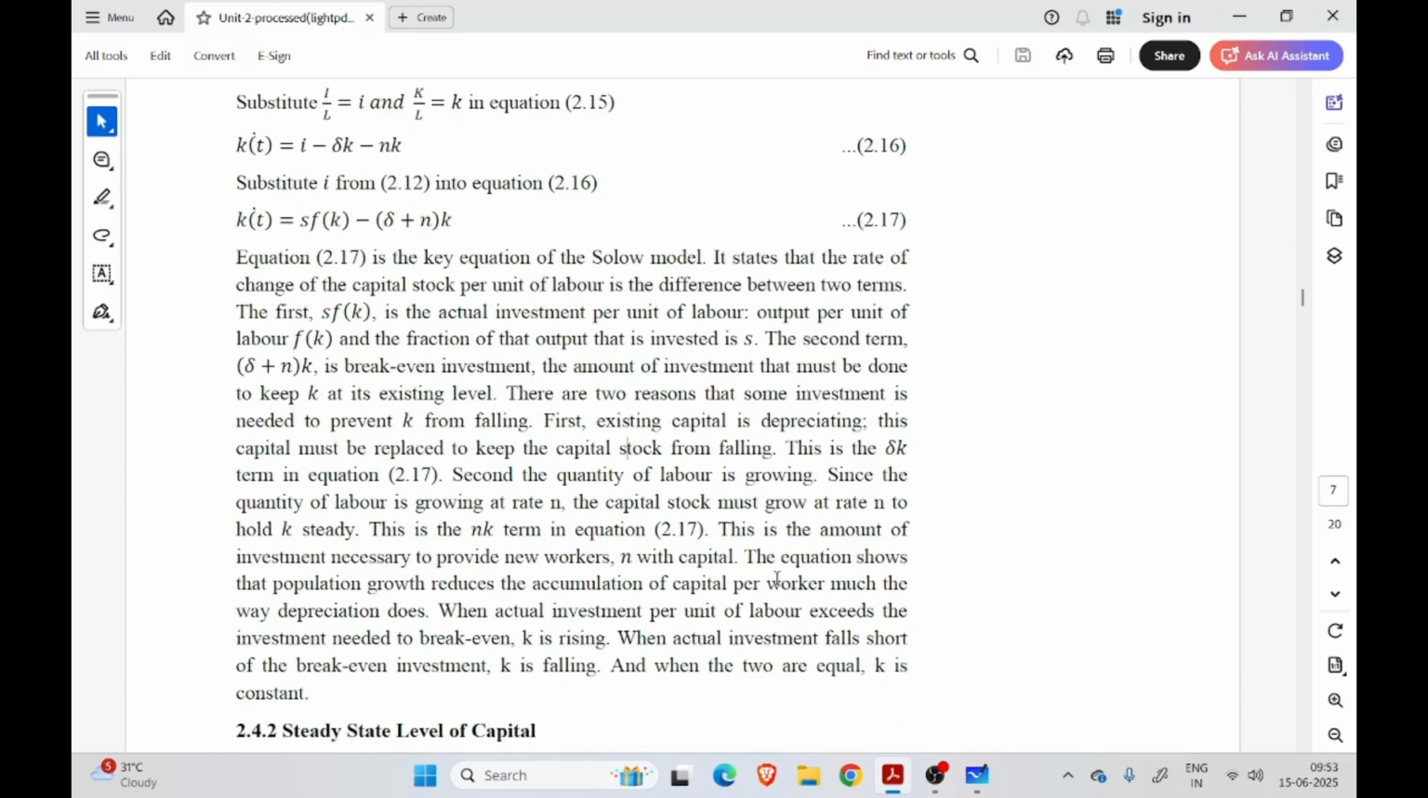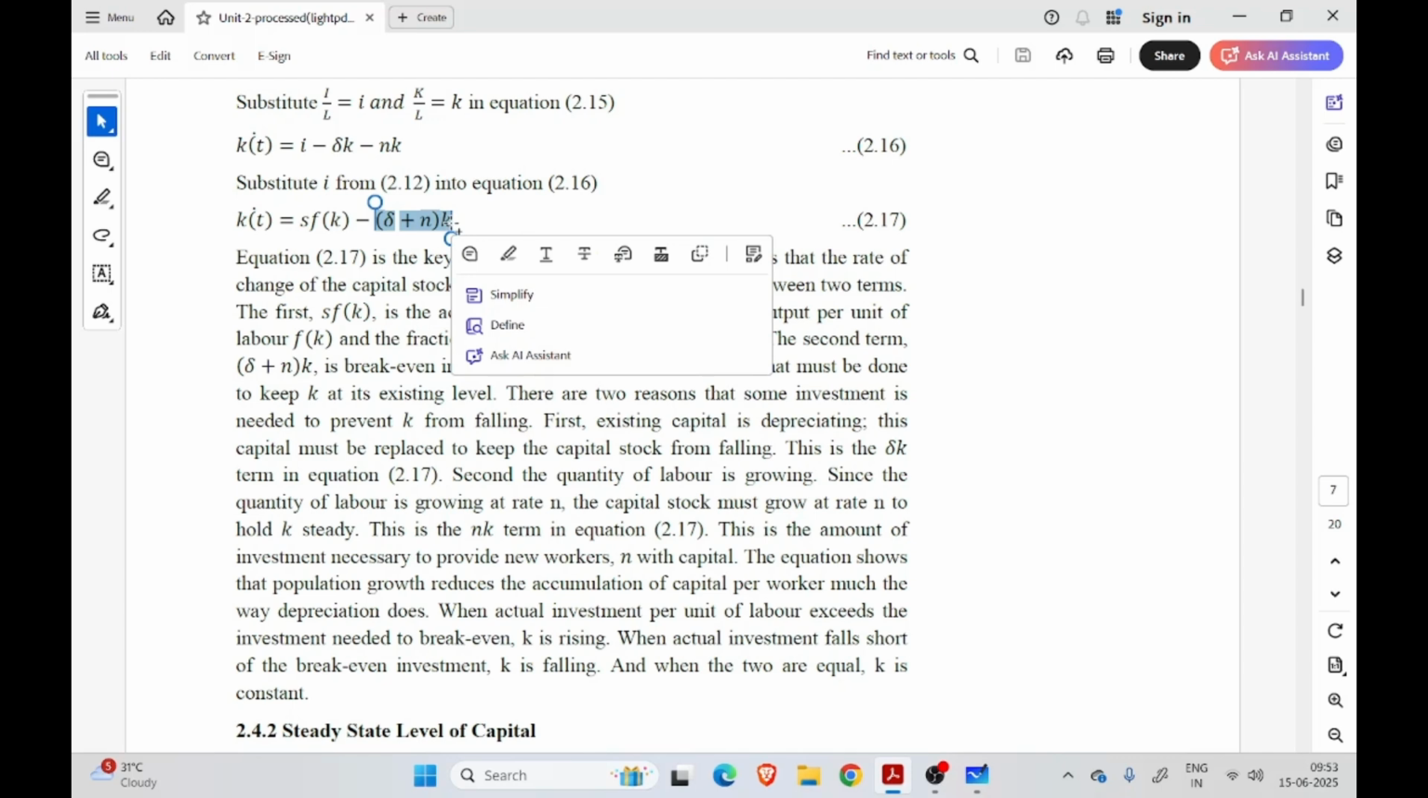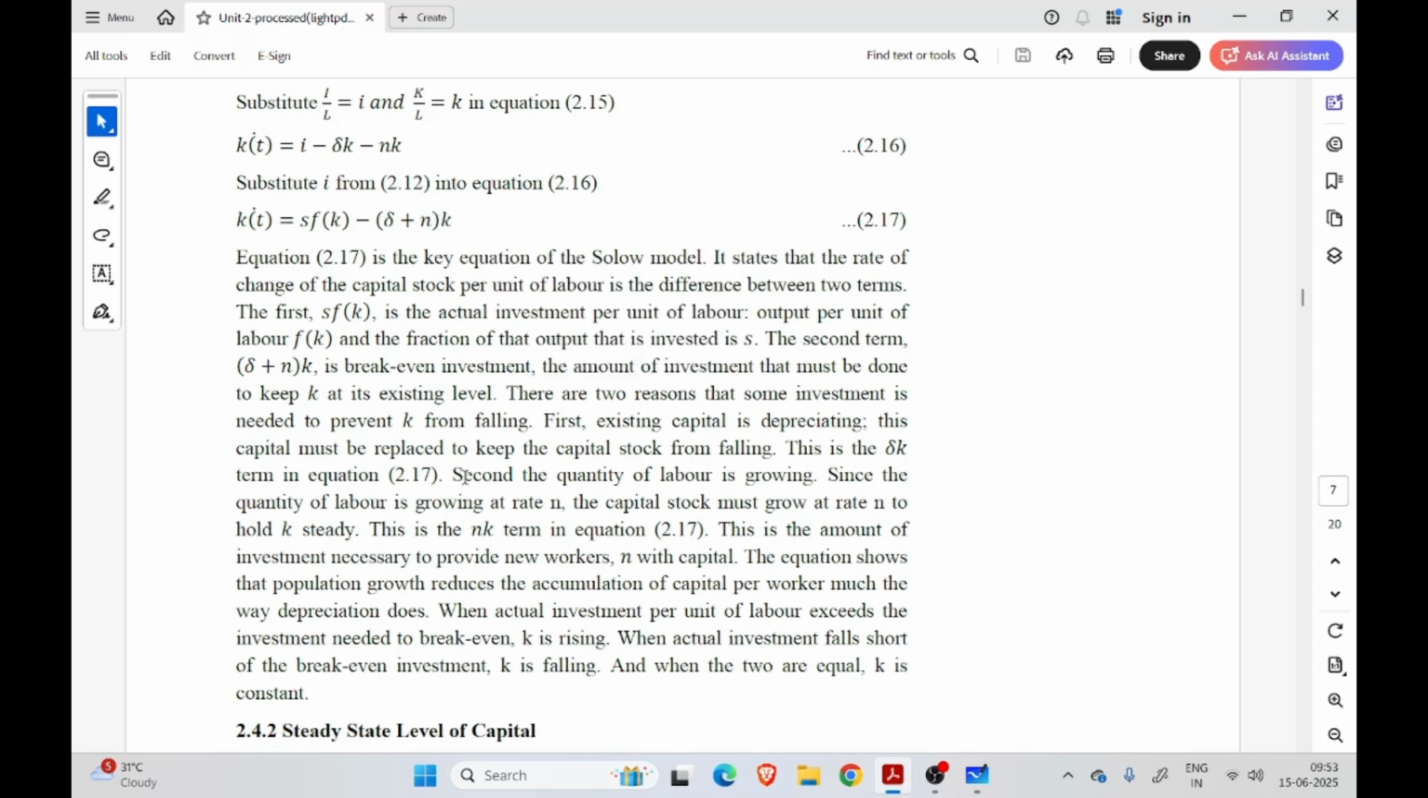There are two reasons that some investment is needed to keep K from falling. The first reason is that some amount of capital is depreciating, and the second reason is that the number of laborers in the population is increasing at a rate n. Therefore, this break-even investment is the minimum investment needed to keep the capital per unit of labor at the same state it was in at the previous time point.